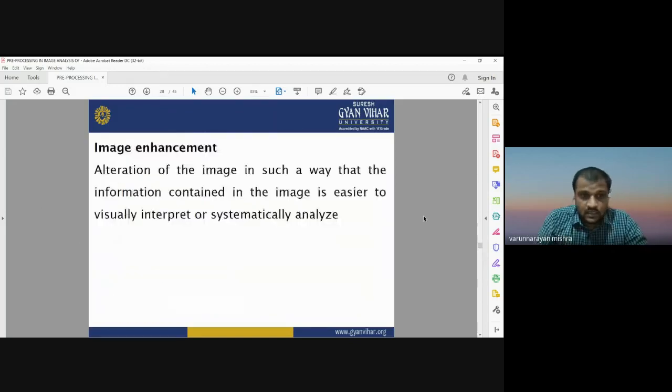Now, after geometric correction, in some cases we also need to perform image enhancement. Image enhancement is the alteration of the satellite images in such a way that the information contained in the image is easier to visually interpret or systematically analyze. Sometimes we have poor quality or low contrast satellite images. In that case, we need to perform image enhancement so that the image quality is improved and it can be easily interpreted visually.